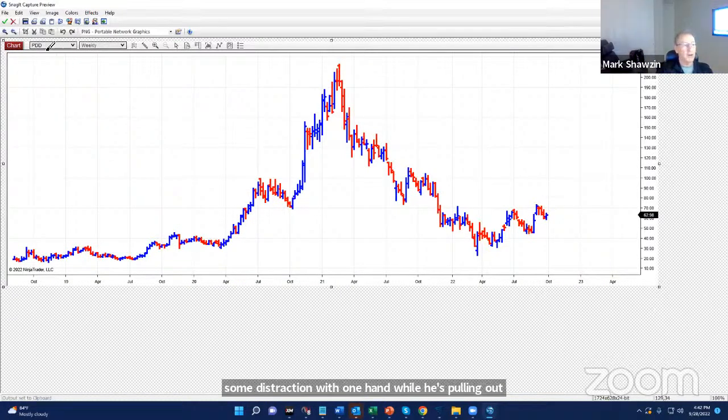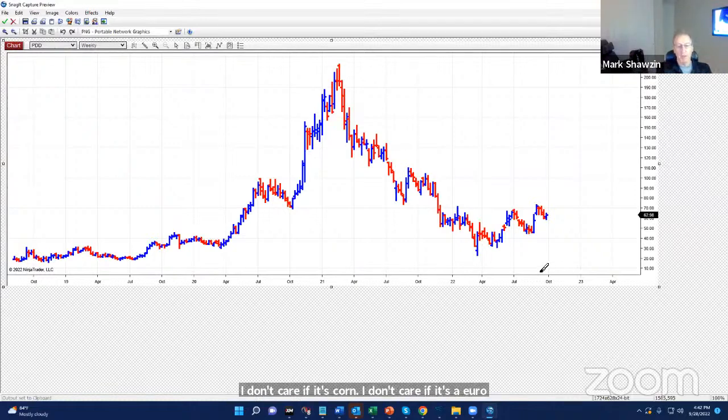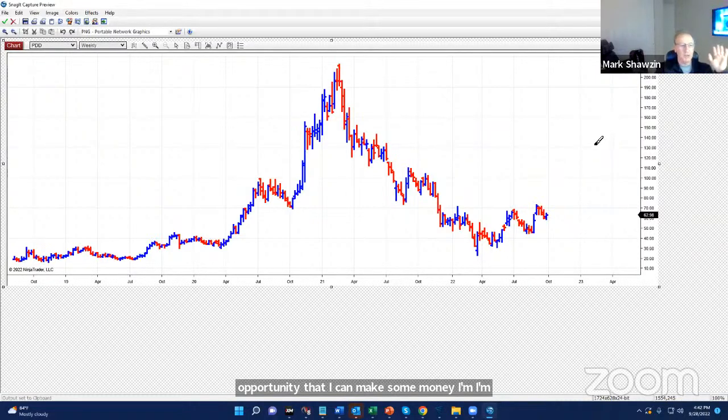So this is the chart of PDD, Pinduoduo. This is a Chinese stock. There has been all kinds of risk associated with these things, but I try and just look at each instrument as a vacuum. Try and look at it very objectively. I don't care if this is a Chinese stock. I don't care if it's corn. I don't care if it's the euro yen. I'm going to look at this thing and see if there's an opportunity that I can make some money. I'm agnostic as to what this represents and who owns it and what have you. I just simply want to take a ride.